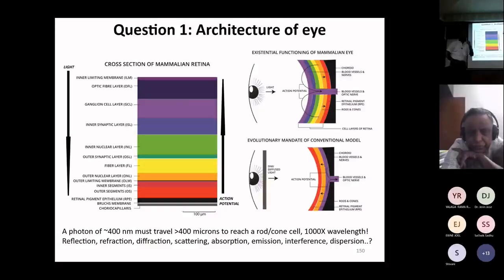Now, if the classical theory were true, and evolution is an operating principle, what would you imagine? The theory states that rods and cones have evolved to tap diffused light. Here are the rods and cones, oriented towards this side. They are kind of shy. They don't want too much light. They take only diffuse light that has already come through multiple layers.